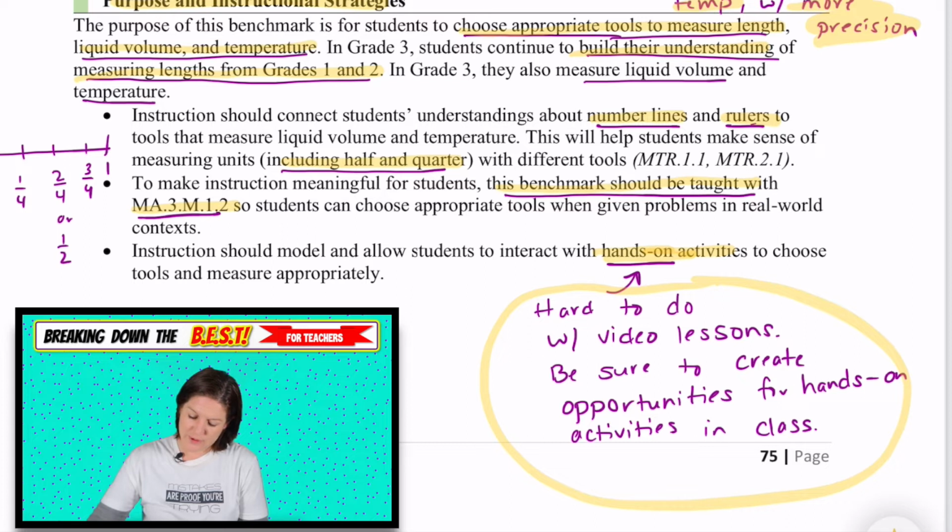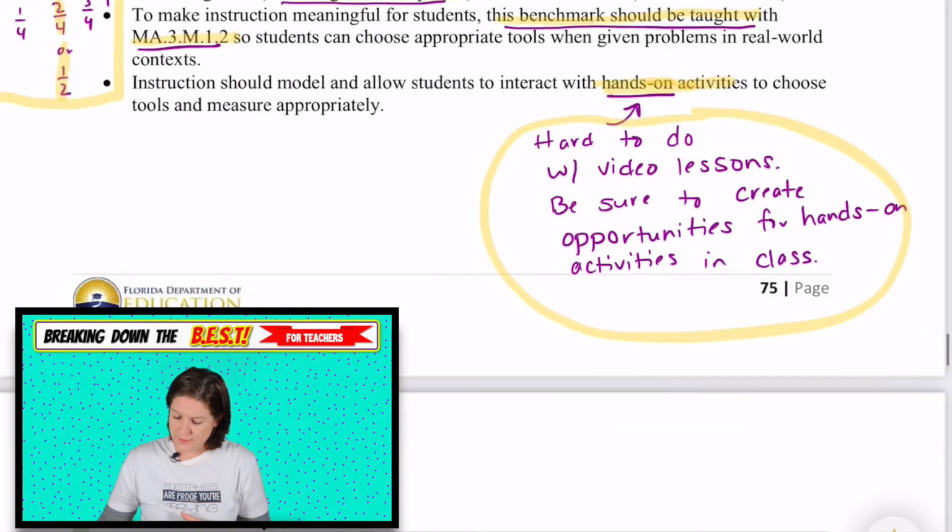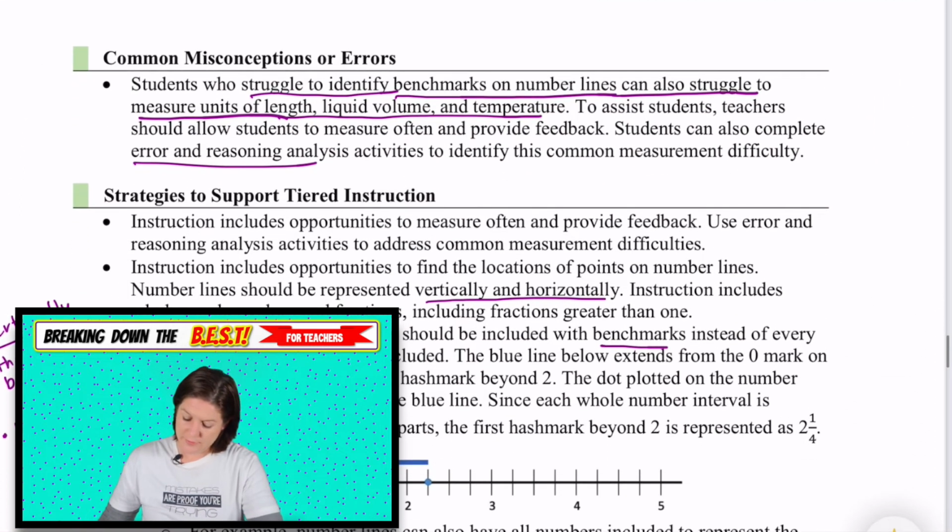I would also mention right here, when we're measuring to the nearest quarter of an inch, with that equivalent fractions benchmark, that we are explaining that 2/4 is also equivalent to 1/2. So make sure that we're doing that. Okay. Common misconceptions or errors.